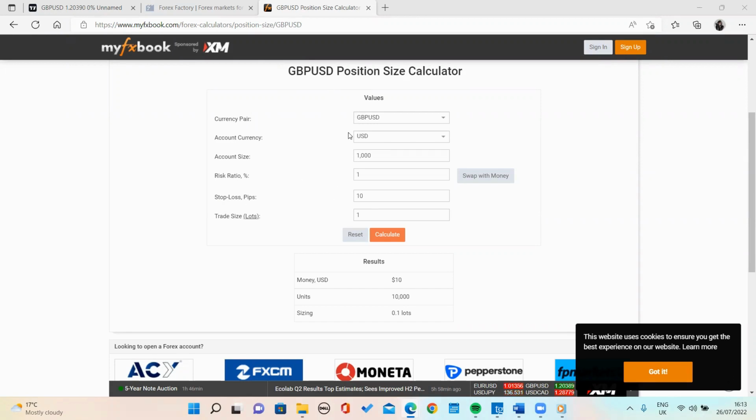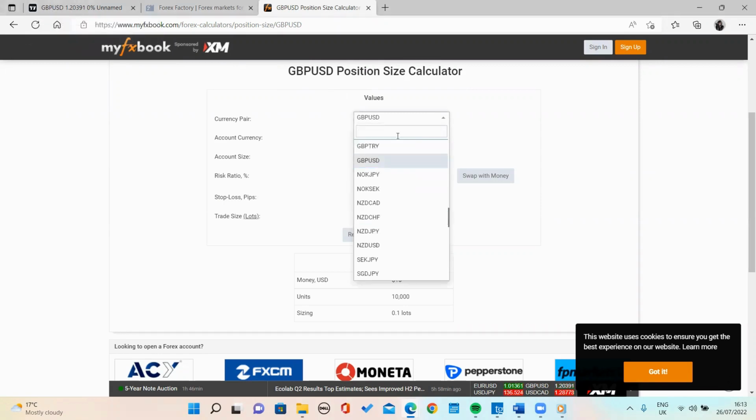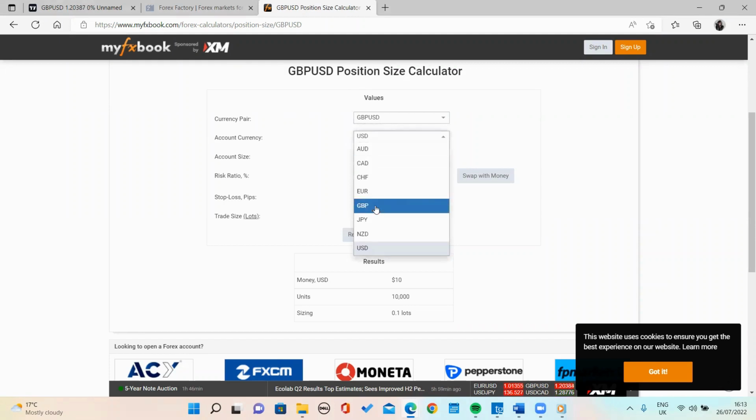So first of all is your currency pair. So what are you trading? We are using the example with pound US. So you go down the drop down and just type in the currency that you're trading. And then the account currency. Some people may have an account in pound or euro or US, and you just select the one that is your account.